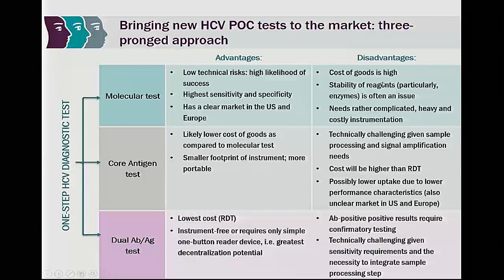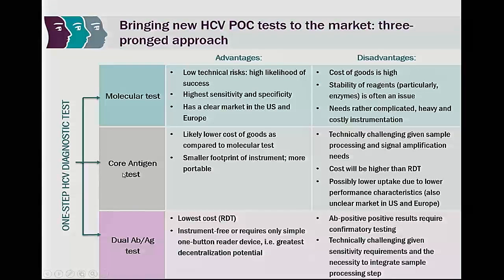The problem is the cost of those tests will probably not go below $10. I mean, this is the cost of goods of these integrated molecular tests, such as the Cepheid Xpert test for tuberculosis. The current Cepheid HCV test is at a price of $16. So to get really to $10 would already be an achievement there. There's also problems with stability of reagents. But the main problem is really the cost.